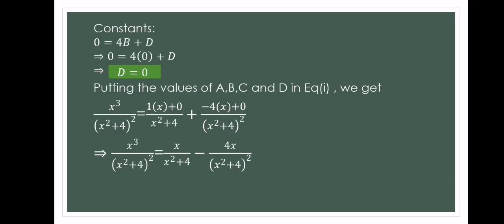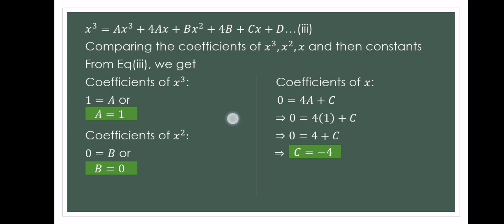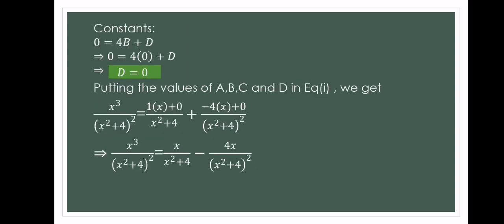Now we will have to find the value of d, and for this we will have to compare the constants. Here we do not have any constant on the left hand side of equation number 3, but on the right hand side of equation number 3 we have 4b and d, so it will be 0 is equal to 4b plus d. After replacing b by 0 we get the value of d as 0.